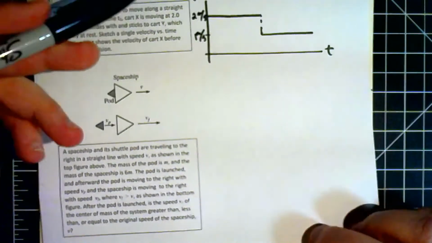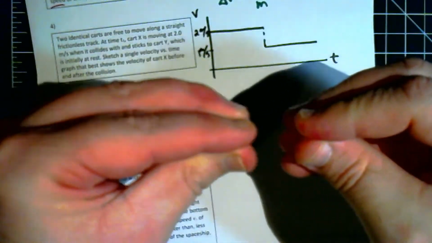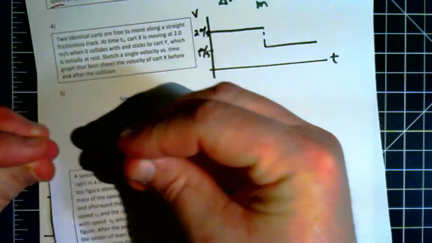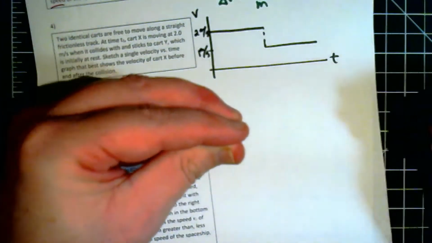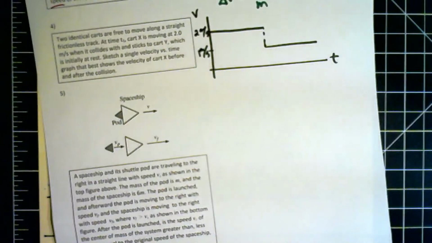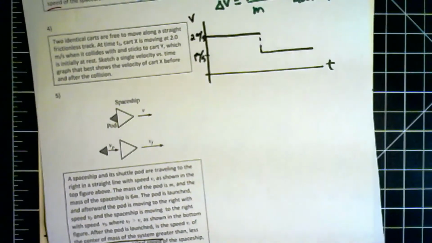So basically what happens is these two things are going along together, and then it drops off the little mass at the bottom, and it's still going to move forward but slower, but the top half starts to go faster because it has less mass to it. So the question says, after the pod is launched, is the speed of the center of mass of the system greater than, less than, or equal to?